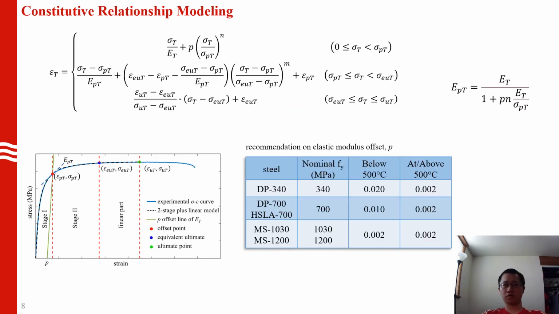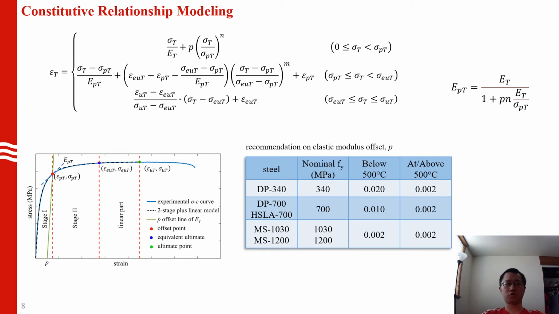Based on the analysis of the causes for the fitting inaccuracy using existing models, we try to make some updates to provide a more accurate fit. The model we provide is also based on the Ramberg-Osgood equation, and it is a two-stage plus linear model. We can see a figure at the bottom left showing how we divide each part.